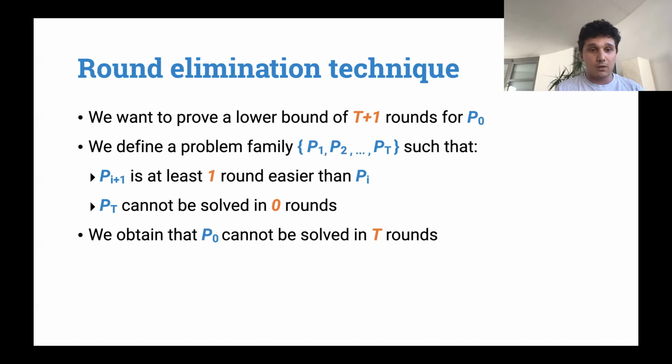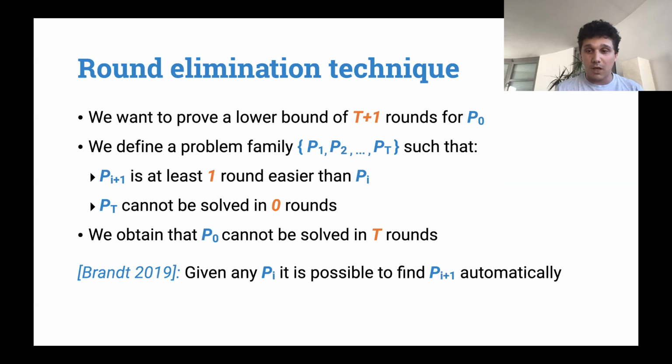And from last year's work by Sebastian, we know that there is a mechanical way to define this problem family. So given some problem Pi, it's possible to automatically define Pi+1. The problem is that the problem we get at each step may be exponentially larger than the previous problem. So it's hard to actually do this in practice. In order to define a large family and prove a large lower bound, we need to do some kind of simplifications to keep the problems small.